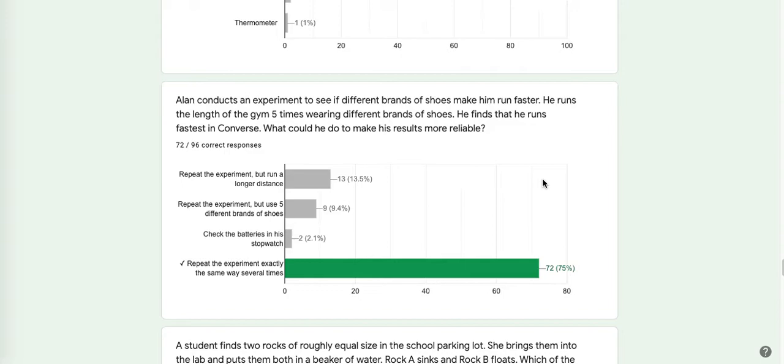Repeated trials are what offer more reliability, more validation to your results. You can know with repeated trials that it wasn't just a coincidence that it happened that way. If you do it multiple times and you get the same results, that means your results are reliable. But if you're changing the distance and using 5 different brands of shoes, that would be changing the experiment. You want to keep the experiment the same and run it again. So repeating the experiment exactly the same way several times, that was the correct answer to make the results more reliable.